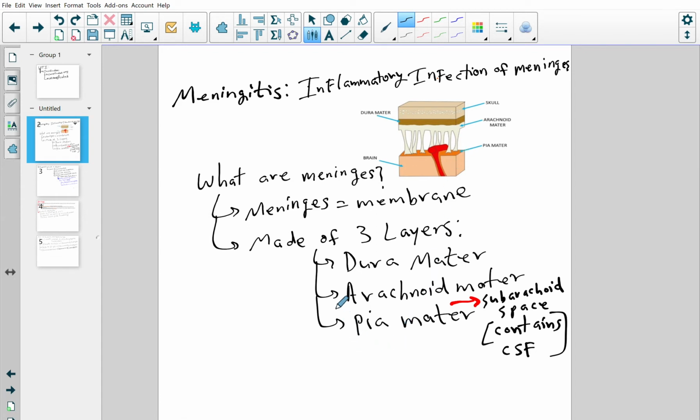Now note that in between the arachnoid mater and pia mater is a space called the subarachnoid space. The subarachnoid space contains cerebral spinal fluid. The cerebral spinal fluid, we use it to help us diagnose the etiology of meningitis.